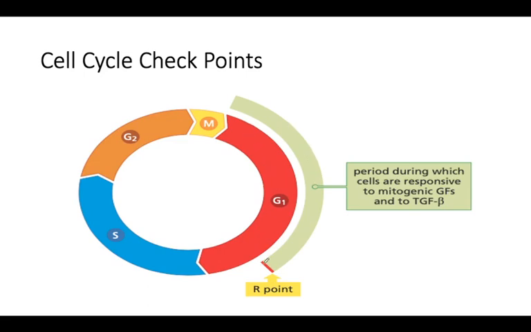So once the cell enters this restriction R point, irrespective of whether you introduce serum starvation or deprive the cell of any extrinsic growth factor or anti-growth factor, the cell will try its maximum to complete the cell cycle. Obviously intrinsic factors like hypoxia and stress do influence it, but by and large, once the cell crosses this barrier of the R point, it is going to complete the round of the cell cycle.